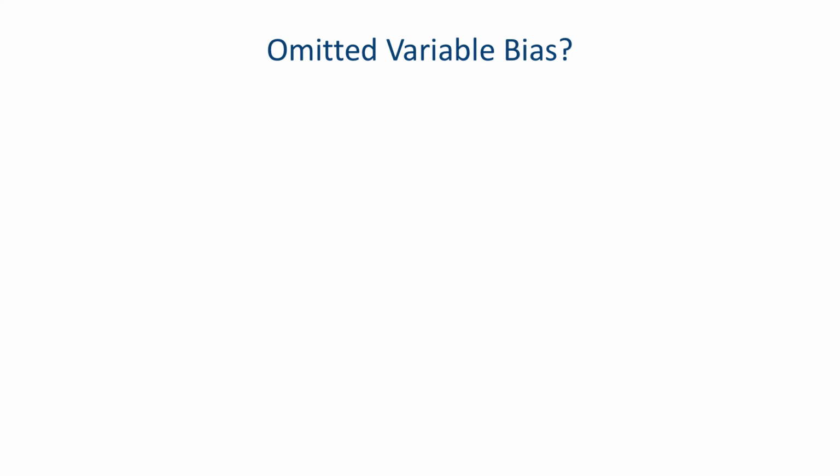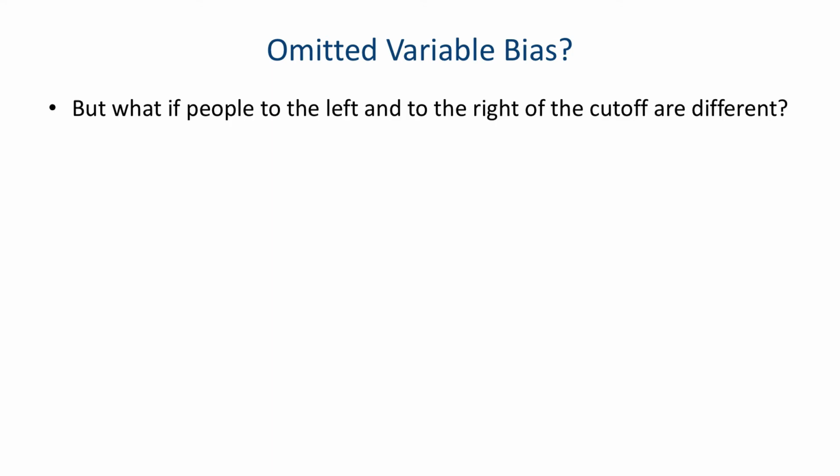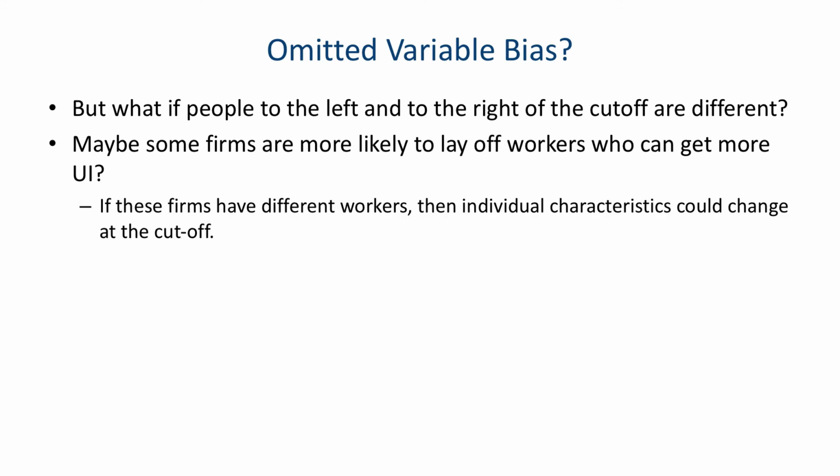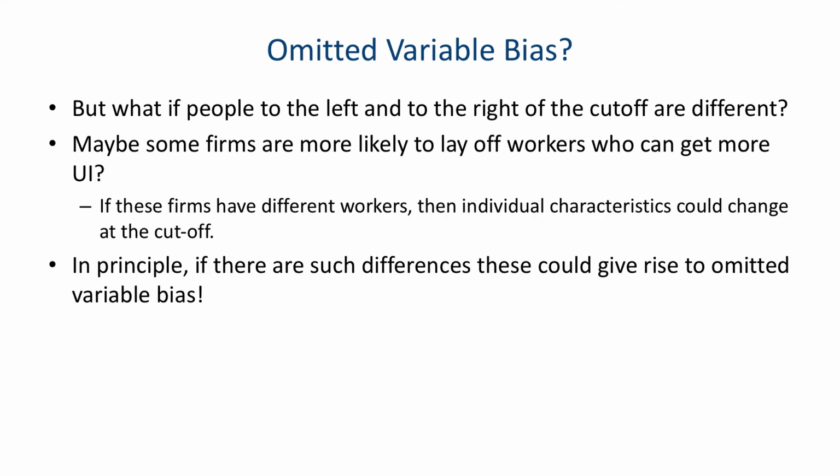But what if people to the left and to the right of the cutoff are different? For example, it could be that some firms are more likely to lay off workers who can get more UI. If these firms have different workers, then individual characteristics could change at the cutoff. In principle, if there are such differences, these could also lead to a jump in unemployment durations at the age cutoff. This is essentially a form of omitted variable bias.